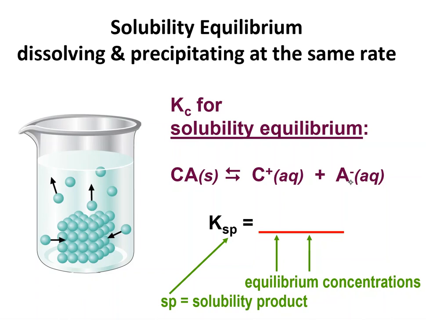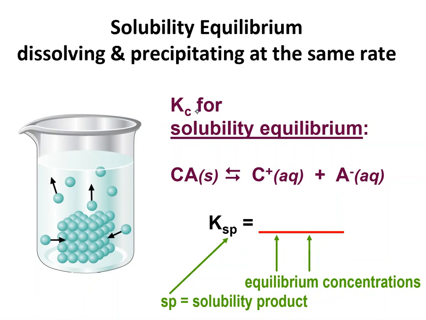So here's the reaction, and this is general. This is C for cation, A for anion. And remember to dissolve, an ionic compound breaks into its ions. So solid here, AQ there, show the charges on our ions when they break apart.